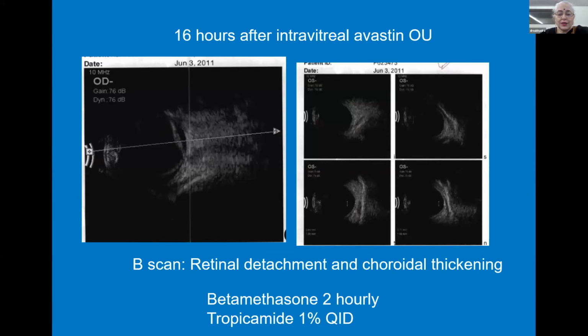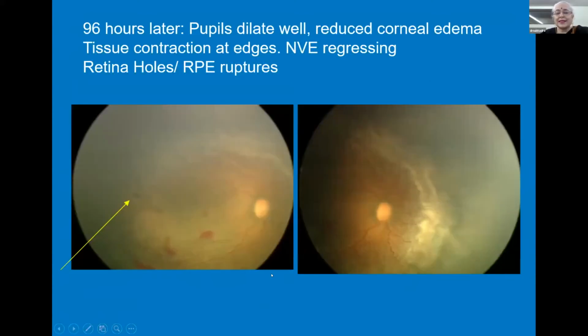I didn't know what to do. The only thing I had in my hand was betamethasone in those days. So I started 2-hourly betamethasone along with the mydriatic because I was concerned that it may develop posterior synechiae. I have heard about anterior segment ischemia after laser, but I had not heard about this type of thing after anti-VEGF. And this is 96 hours later.